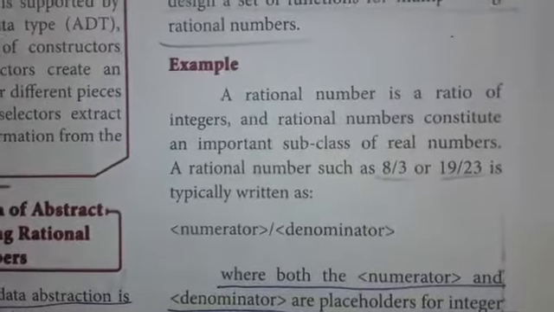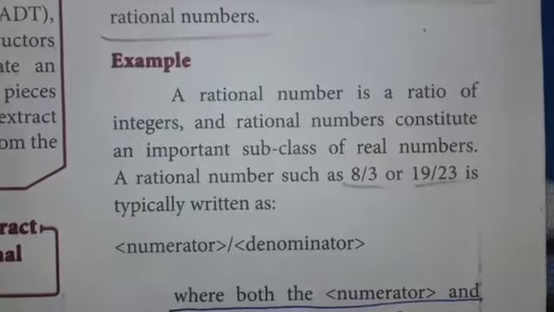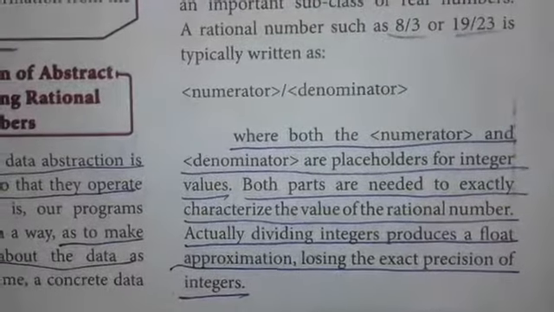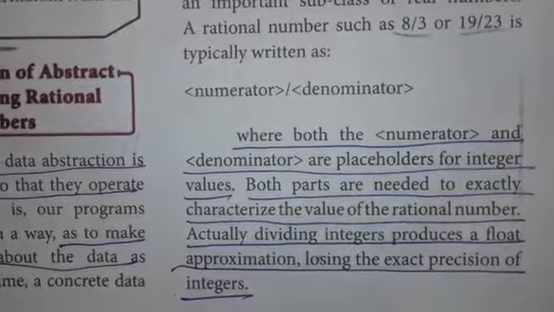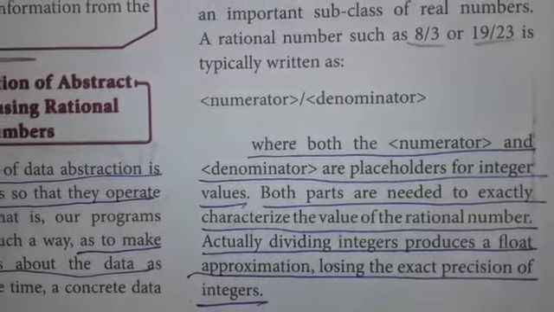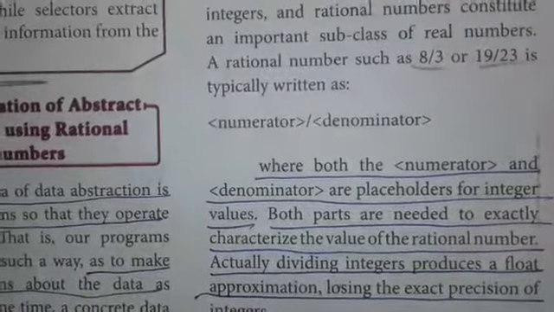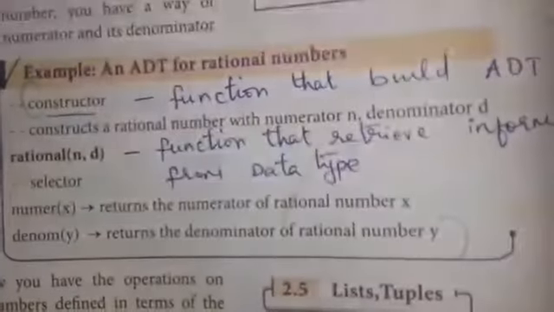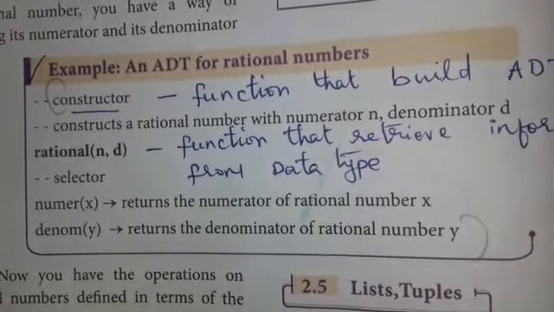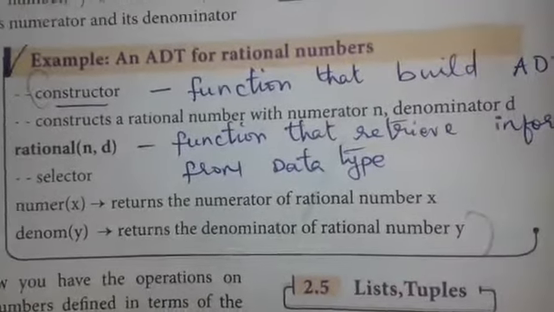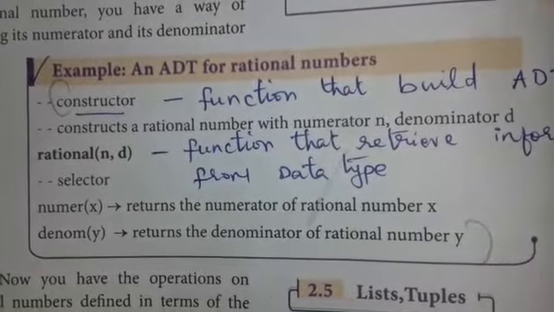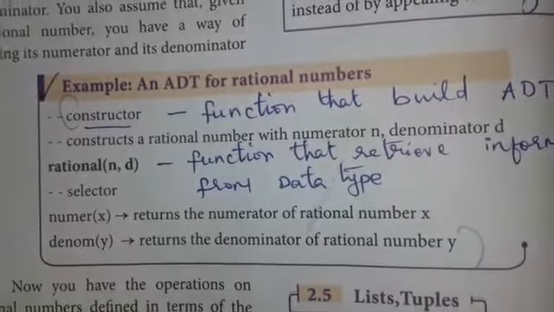What is a rational number? Ratio of integers, a numerator and a denominator. When we divide this numerator by denominator, we will get the answer in the form of float, that is decimal point. We saw the example for this abstract data type. If a number is given, for example 8 divided by 3, you will get the answer as 2.66. The integer numbers, when we divide, we get a float, that is decimal point.